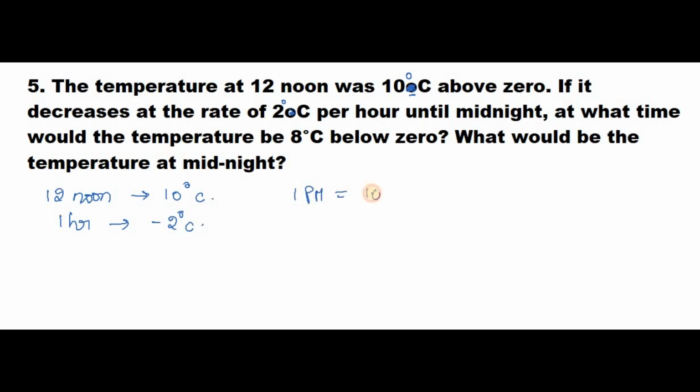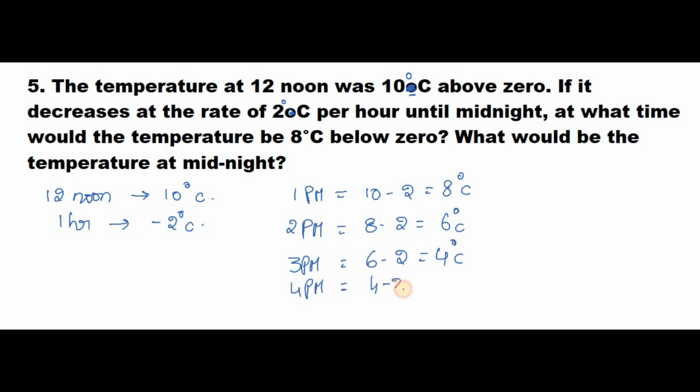Yes, 1 p.m. 10 minus 2 will be 8 degrees Celsius, and 2 p.m. 8 minus 2, nothing but 6 degrees Celsius. 3 p.m. 6 minus 2 is equal to 4 degrees Celsius. 4 p.m. 4 minus 2 is equal to 2 degrees Celsius. And 5 p.m. 2 minus 2 is equal to 0 degrees Celsius. Evening 6 o'clock, zero minus 2 is equal to minus 2 degrees Celsius.